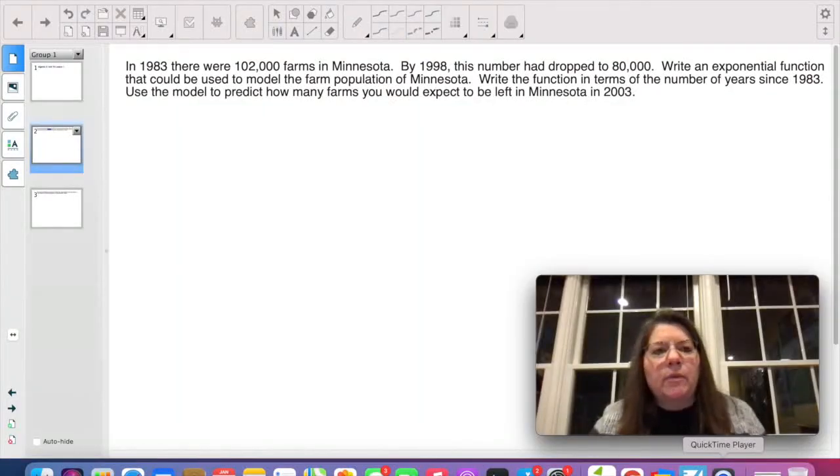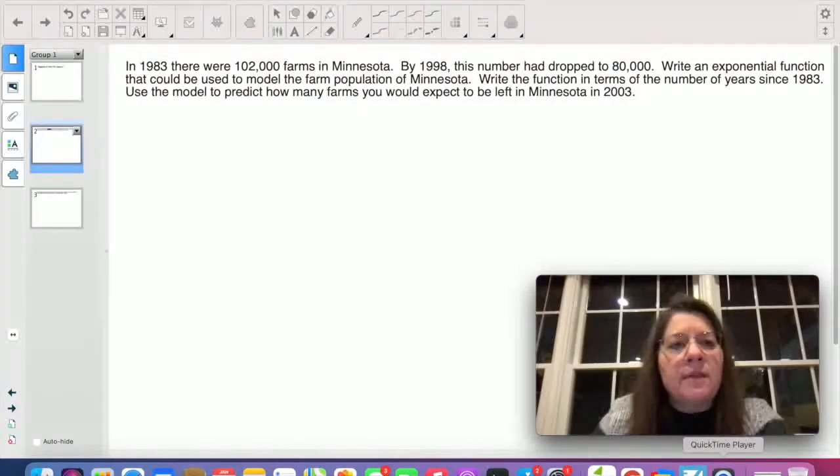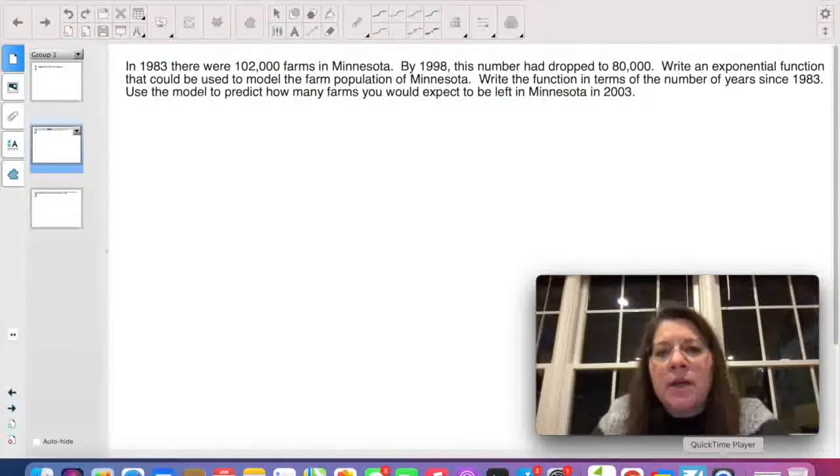So looking at a couple of word problems. This one says in 1983 there were 102,000 farms in Minnesota. By 1998 this number had dropped to 80,000. Write an exponential function that could be used to model the farm population of Minnesota. Write the function in terms of the number of years since 1983. Use the model to predict how many farms we would expect to be left in Minnesota in 2003.